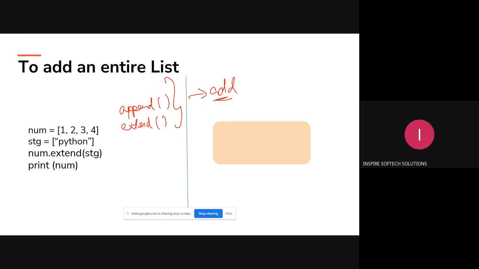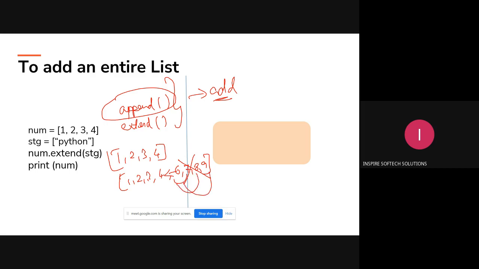Append is nothing but it will be added at the last, and it can happen only with an individual element. Suppose 1, 2, 3, 4 is my first list. After this, I have to add 6, 7, 8, 9 at the same time. This is not possible with append. I can give variable dot append 6 separately, next time 7, next time 8, next time 9. So only an individual element is possible with append. But when you go with the extend method, this will also be added at the last only, but it can add more elements like this. You can see here Python I'm giving.